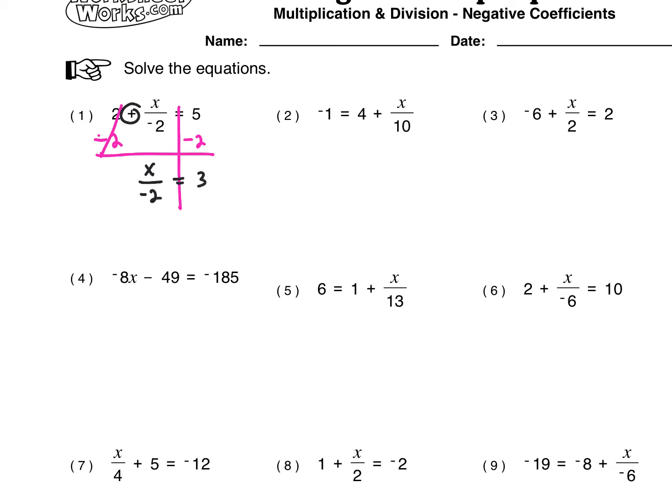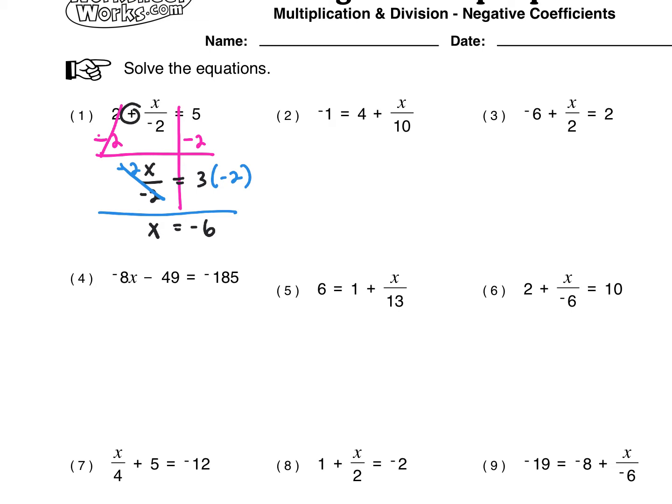Now we're going to try to eliminate dividing by -2. Since it's dividing by -2, we're going to multiply by -2 on both sides of the equation. So this eliminates, leaving x, and on the other side we have -6.